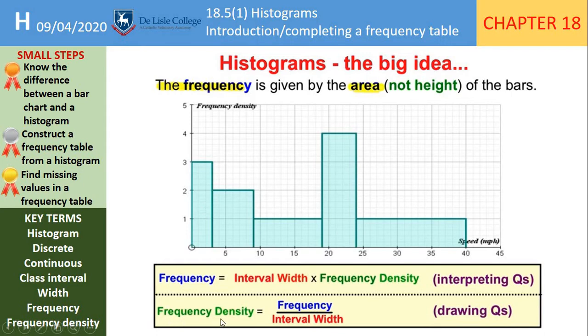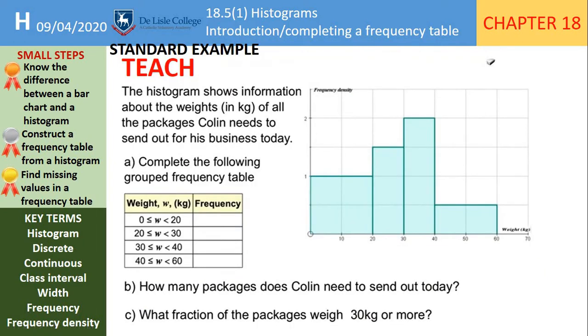Frequency density, which we'll look at in a bit more depth when we look at some non-standard questions, and also in the lesson where we look at drawing a histogram, is the value on the y-axis, found by knowing what the frequency is and dividing it by the class width or the interval width. So let's get into an example then. If you've printed out the worksheet, this isn't included on the worksheet, so please watch this carefully, and when we get onto the do now question, that will be your chance to have a go.